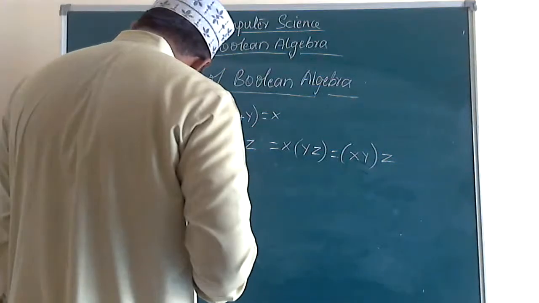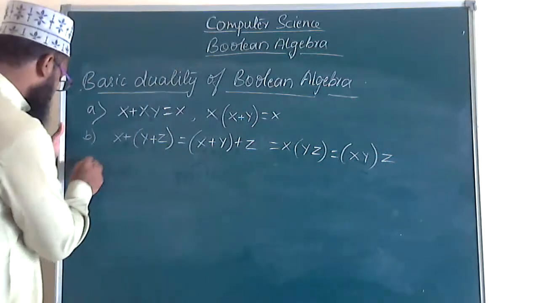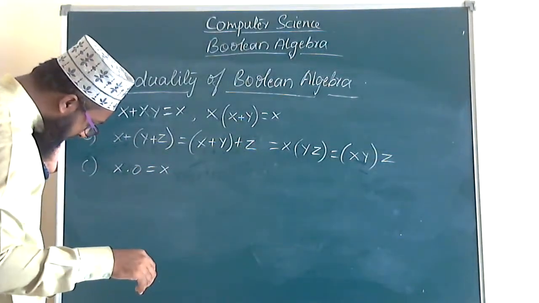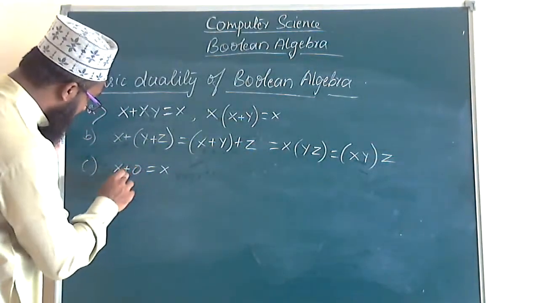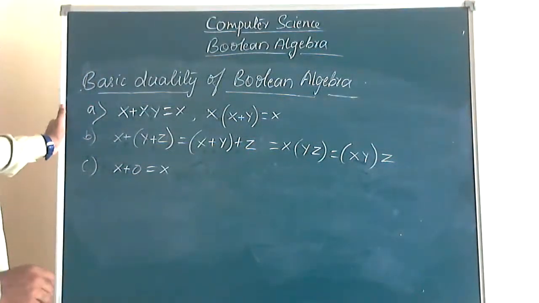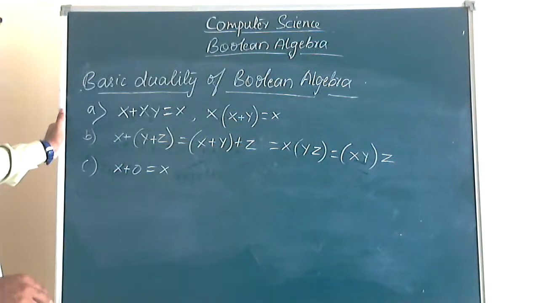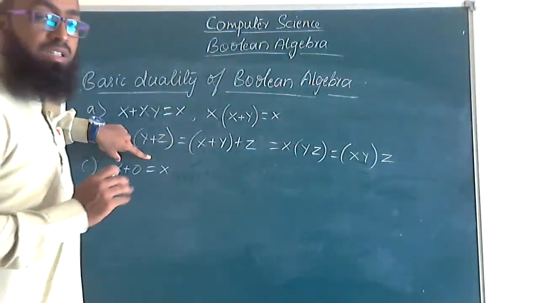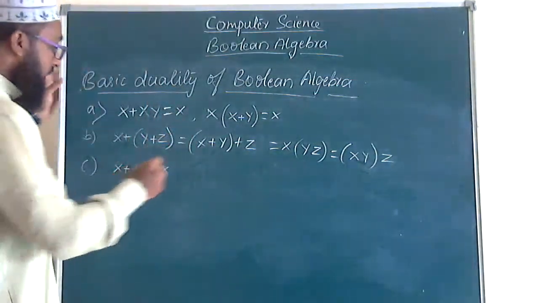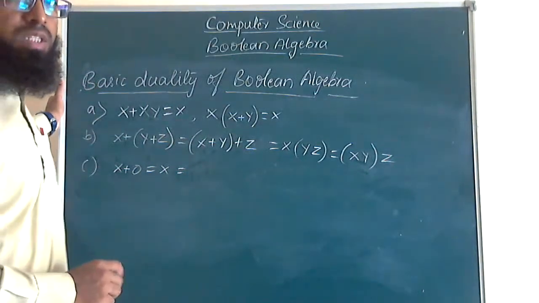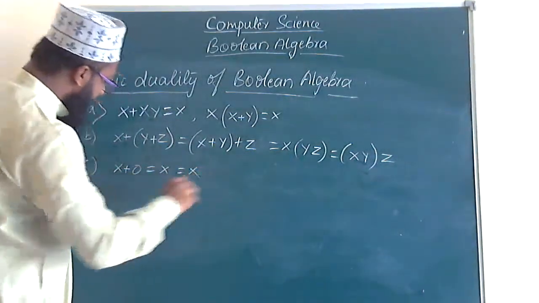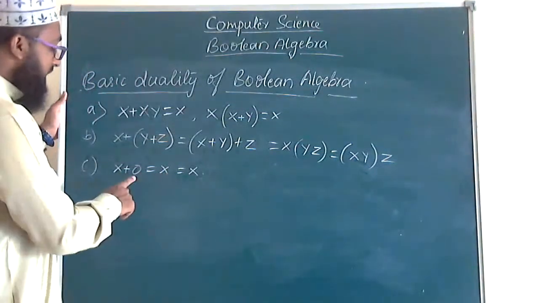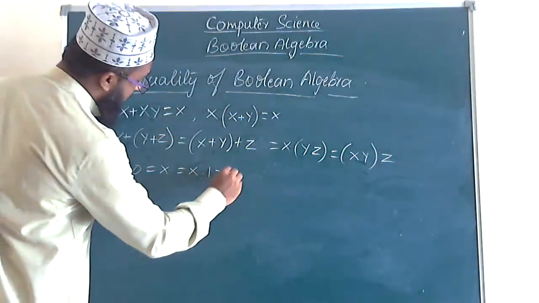Now I will take some more examples. X into 0 is equal to x. X plus 0 is equal to x. Which one is this? Properties of zeros and 1. In that, this is the first property. Now, what is the condition of principle of duality? Write down x as it is, change OR sign to AND sign, change every 0 to 1, which is equal to x.